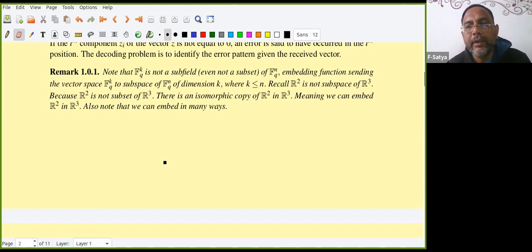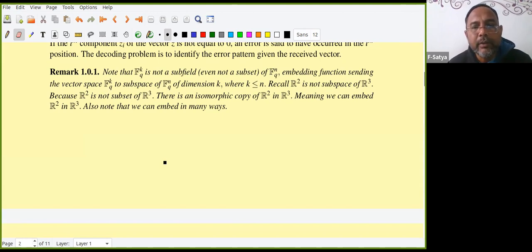But there is an embedding function sending vector space F_q^k to a subspace of F_q^n of dimension k. For example, recall that R^2 is not a subspace of R^3, because R^2 is not a subset of R^3. There is an isomorphic copy of R^2 in R^3, meaning we can embed R^2 in R^3. That is what is going on.